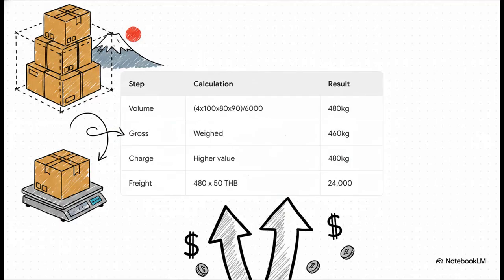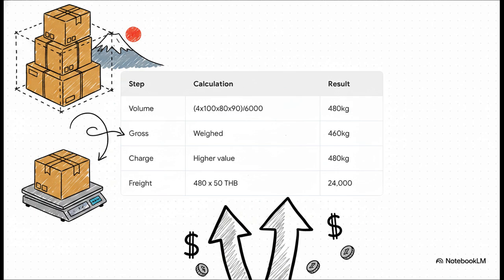Let's just walk through a quick practical example together. Imagine we're sending 4 boxes to Japan. Step 1, we calculate the volume weight. We multiply the dimensions of the 4 boxes, then divide by our industry standard of 6,000. That gives us 480 kilograms. Step 2, we put the boxes on a scale, and the actual gross weight comes in at 460 kilograms.